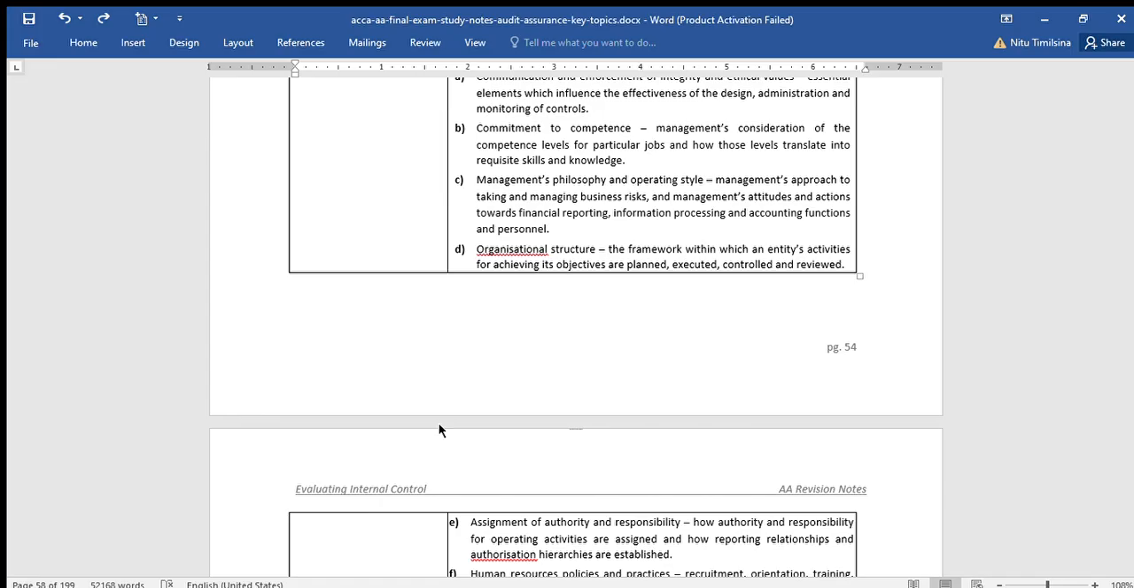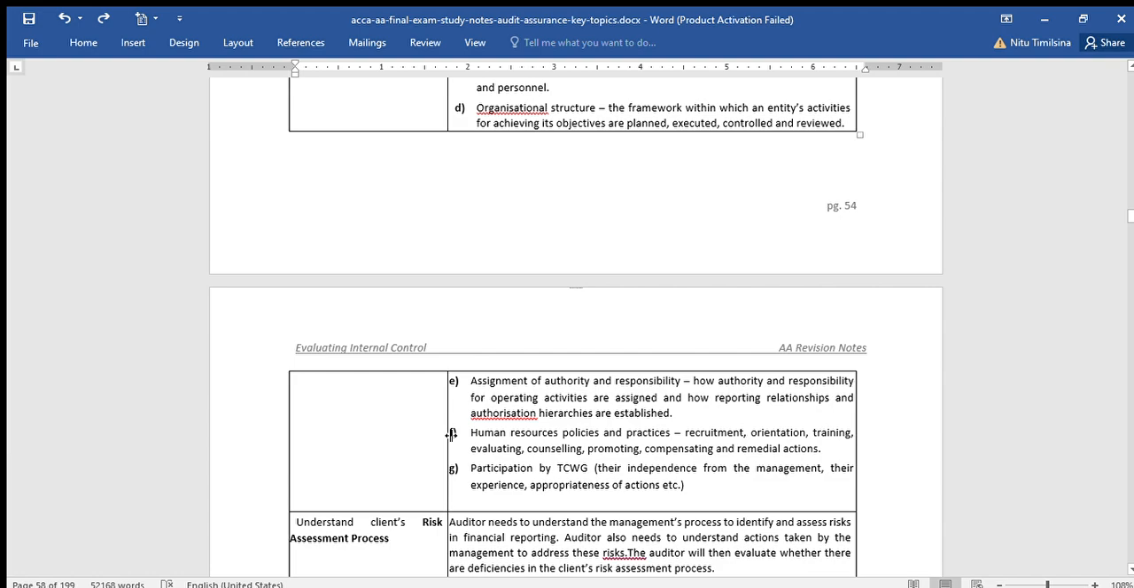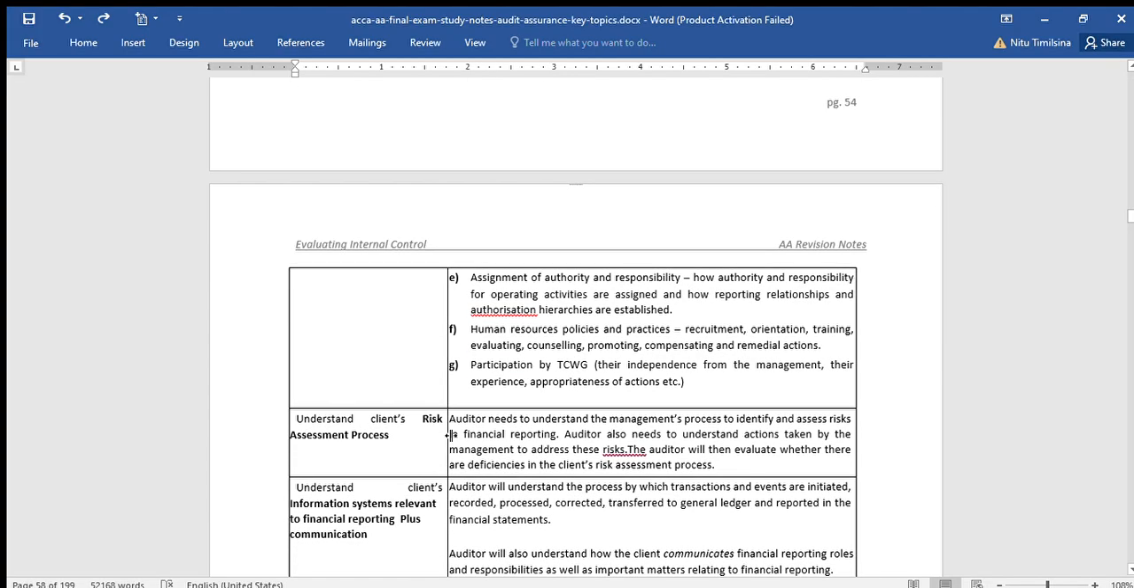It is E number, assignment of authority and responsibility. How authority and responsibility for operating activities are assigned, how reporting relationships and authorization hierarchies are established. F number, human resources policies and practices. Recruitment, orientation, training, evaluating, counseling, promoting, compensating, remedial action. HR policies. Participation by TCWZ, their independence from the management and their experience, appropriateness of tools. So it is basically an involvement of TCWZ.